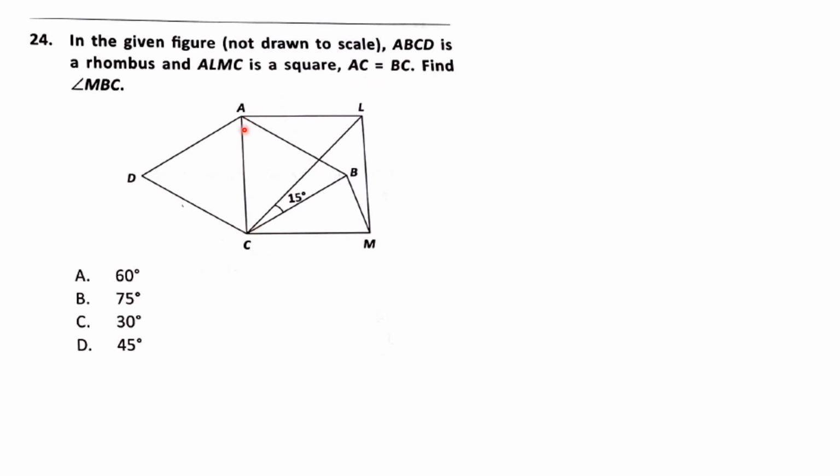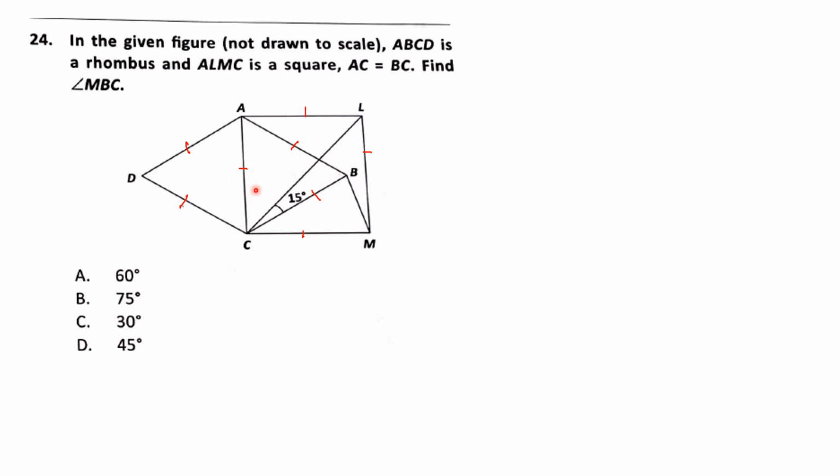Now AC is the side from the square and BC is the side from the rhombus. And we know that in a rhombus and square all the four sides are equal. So from here I can say rhombus and square all the sides will be equal. They all will have the same measure. So can I say that triangle ABC, if I take this triangle ABC, this will become my equilateral triangle because all the three sides are equal.